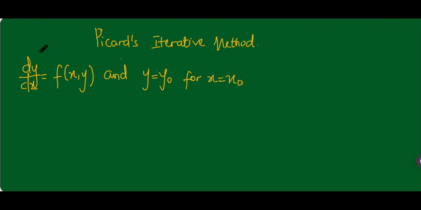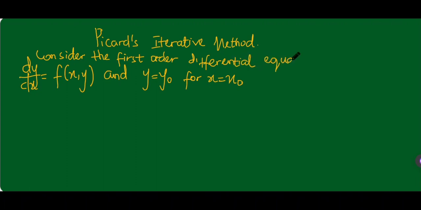If you consider this differential equation, remember from what we said, this is a first order differential equation because the highest derivative that we have there is the first derivative. So that's where the order is coming from. I hope you haven't forgotten it. So the method for solving with Picard's iterative method goes thus.